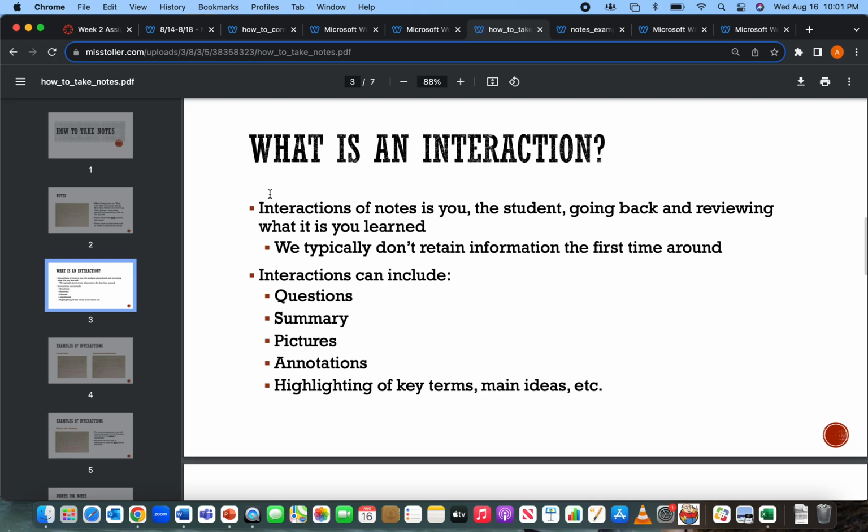So like I said, Cornell Notes is an example of how to interact with your notes. But again, you certainly don't have to do Cornell Notes. There are several different ways you can do interactions. You can do questions. You can do summaries. You can draw pictures. You can do annotations. You can highlight key terms or main ideas.